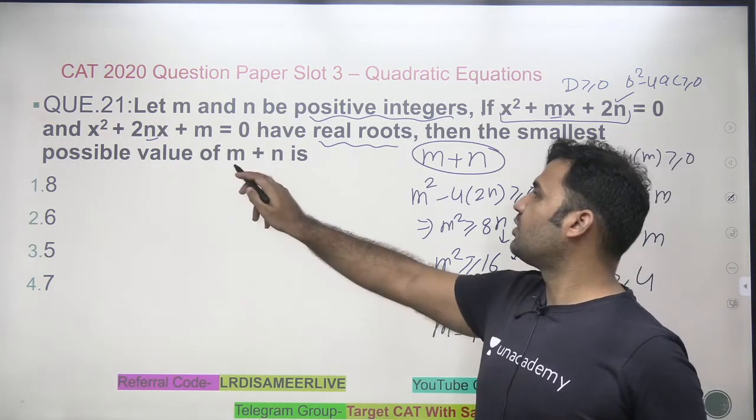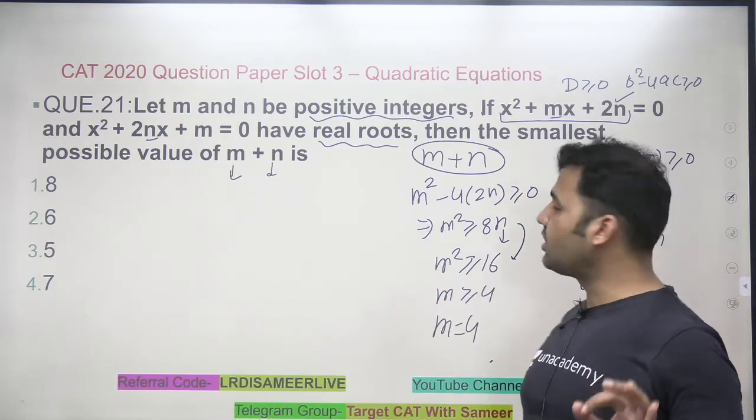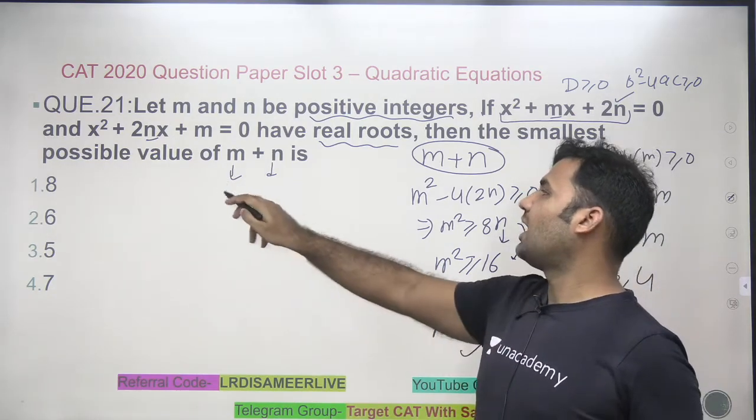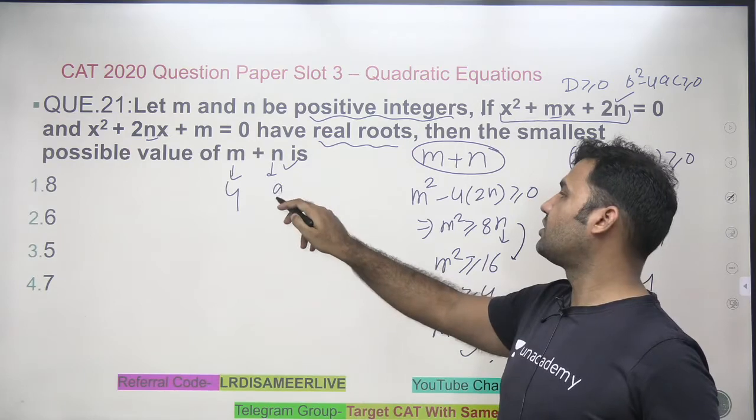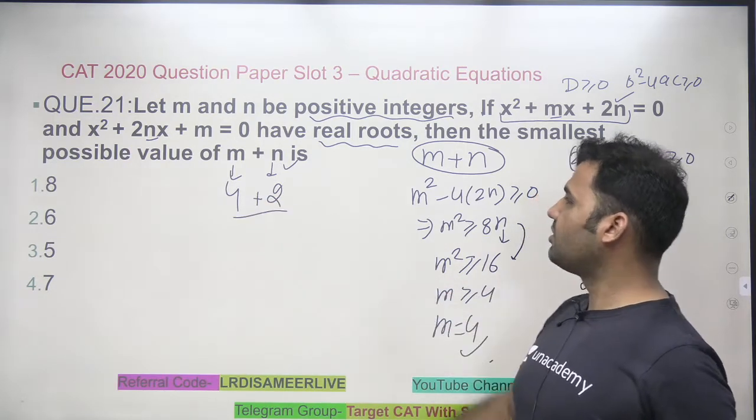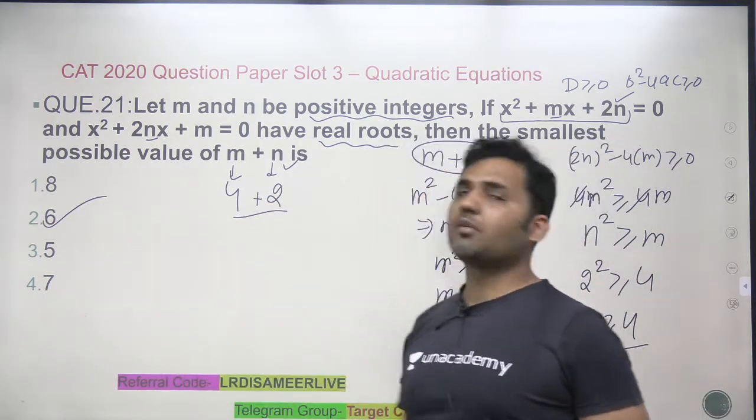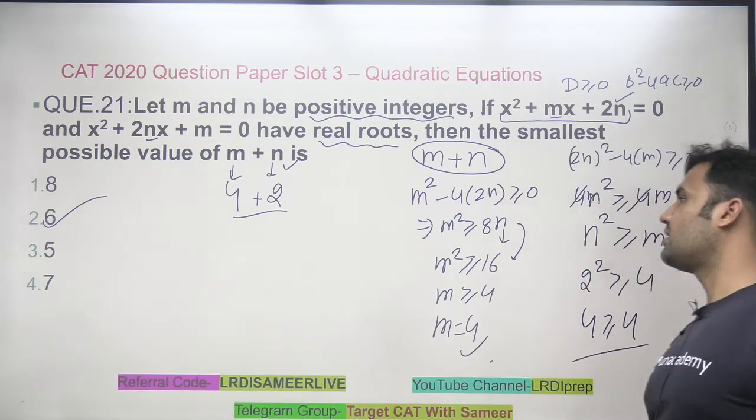That means the smallest possible value of m plus n is, if you put the value of m as 4 and the minimum possible value of n as 2, you'll get the minimum possible value of m plus n. That is option number 2 will be the correct answer, that is 6.